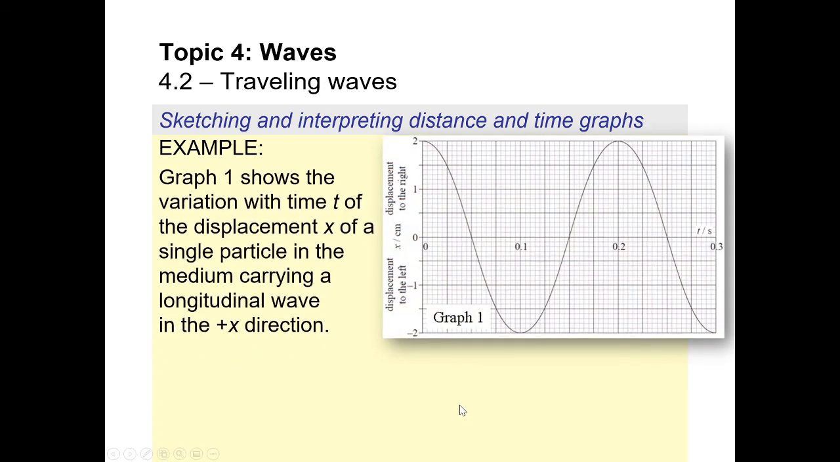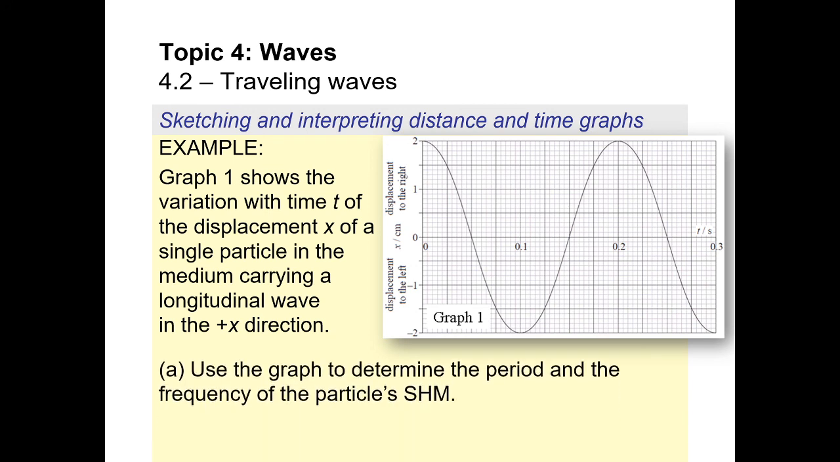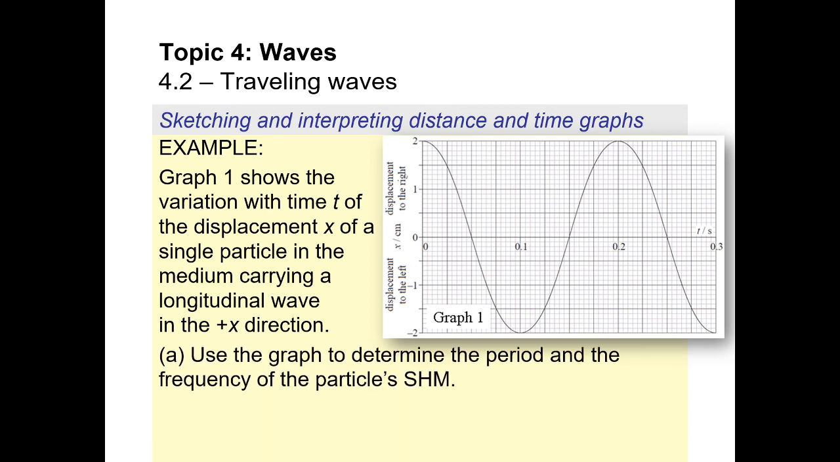Example. Graph 1 shows the variation with time t of the displacement x of a single particle in the medium, carrying a longitudinal wave in the positive x direction. Part A, use the graph to determine the period and the frequency of the particle's simple harmonic motion. Again, that just means figure out these values for the particle's oscillation.